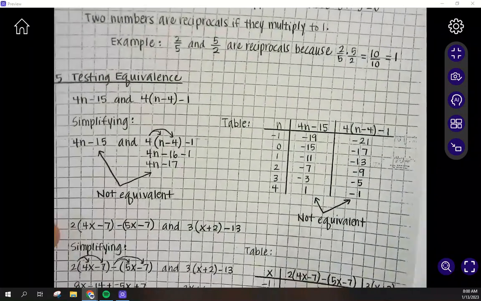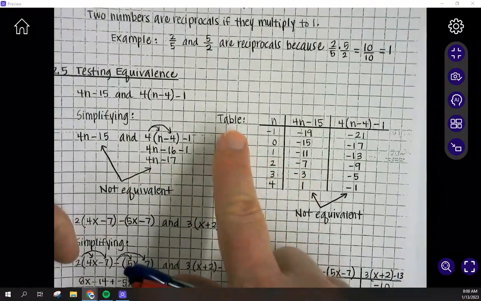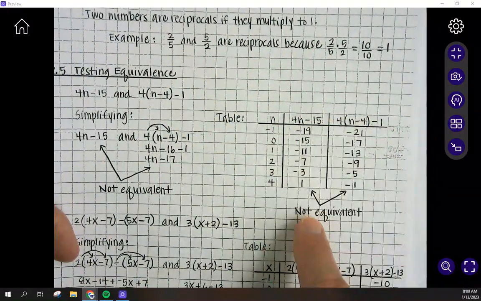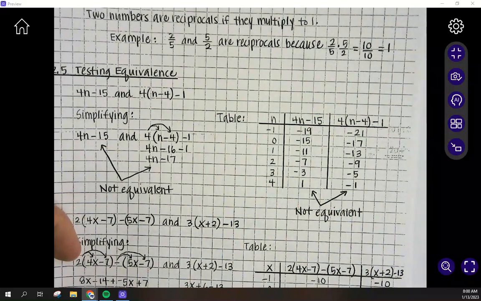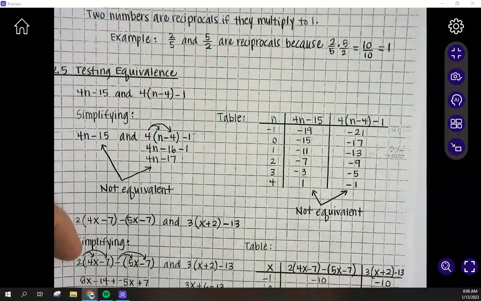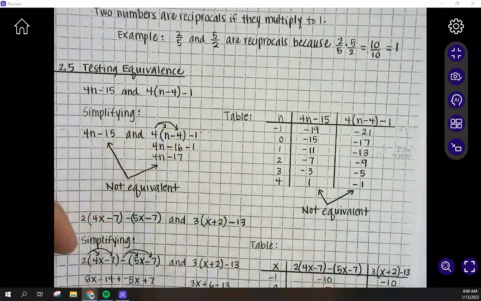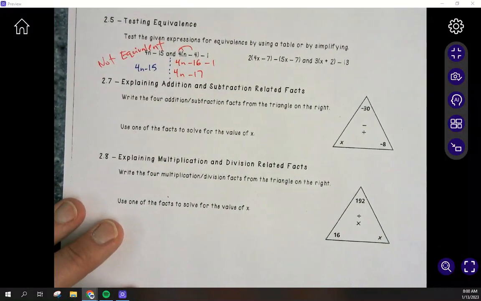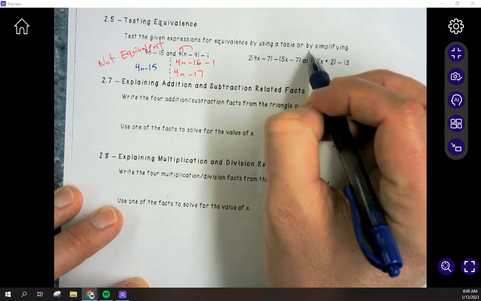On the answer key, they show the work here by simplifying like we just did, but you can also show it with a table, plugging numbers in for both of them, and you'll see no matter what numbers you plug in, you're not getting the same thing. Similar inputs do not produce similar outputs. So 2 different ways to prove they're not equivalent. Simplifying obviously much faster. Okay, the next one. We're going to distribute here and we're going to distribute here. We're going to simplify.